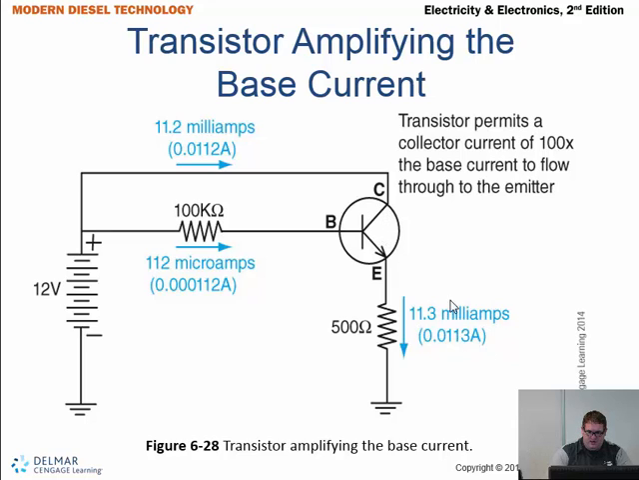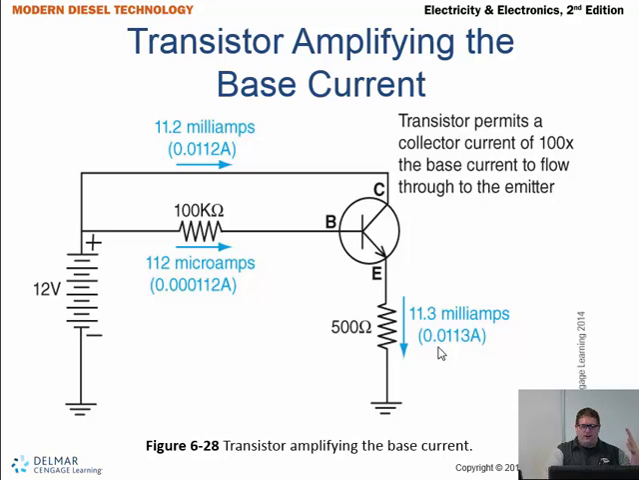And our output is 11.3 milliamps. So the transistor permits a collector current of 100 times the base current to flow through the emitter. This is a typical circuit that we are going to see in our electronics.